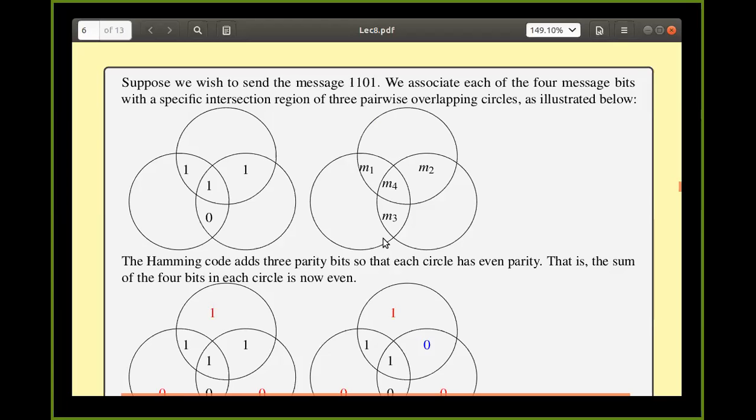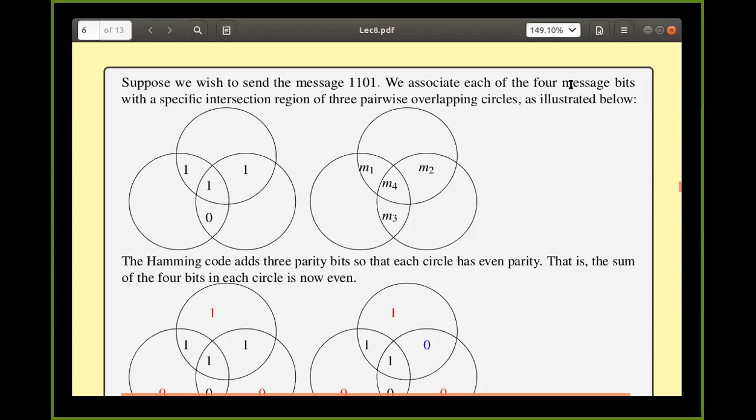So how to do that? This is the first code that came. That's why we call it by his name: Hamming distance, Hamming weight. We even have Hamming codes, which I am going to discuss now. Okay, right. Suppose we wish to send a message 1101.